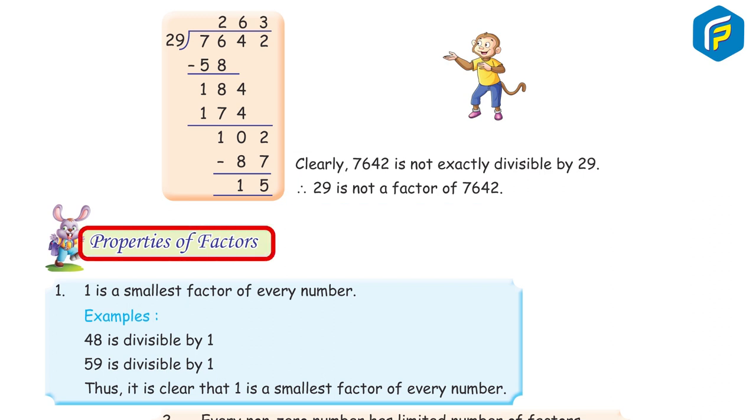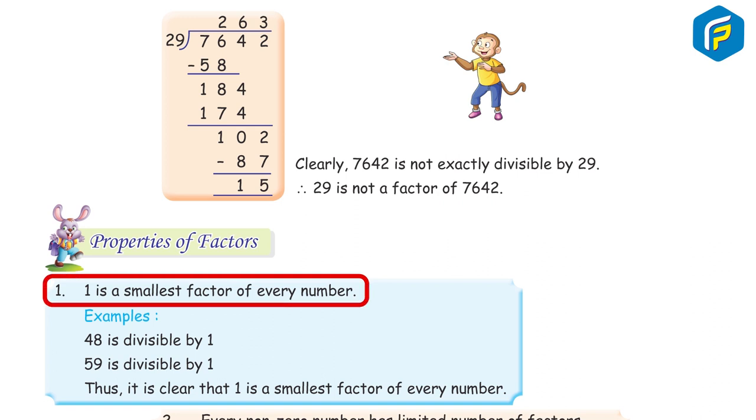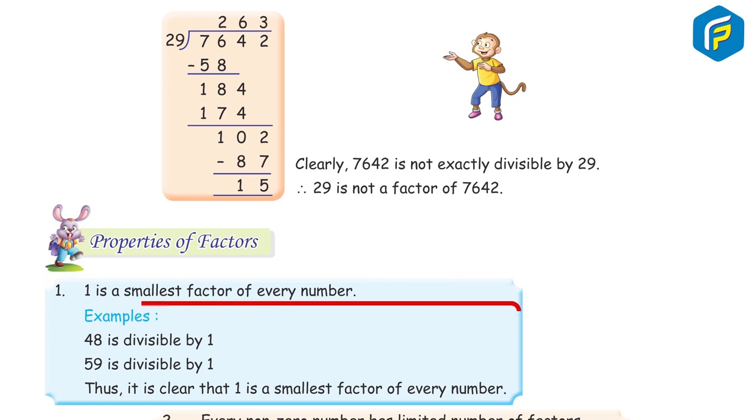Properties of factors. 1. 1 is the smallest factor of every number. Examples. 48 is divisible by 1. 59 is divisible by 1. Thus, it is clear that 1 is the smallest factor of every number.